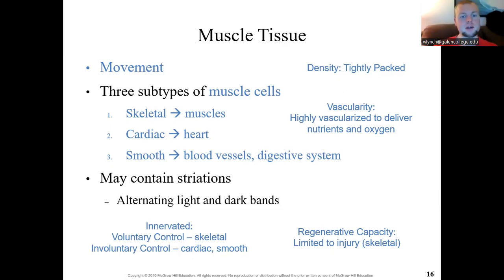They are pretty well innervated by nerve innervations. We have motor units and motor neurons that innervate all different tissues here. And as mentioned previously, we have involuntary control of the cardiac and smooth muscle, voluntary control of the skeletal muscle. The only one that is very good at recovering from injury is skeletal muscle. So the regenerative capacity of cardiac muscle is almost none, and the regenerative capacity of smooth muscle is minimal, but it can happen.